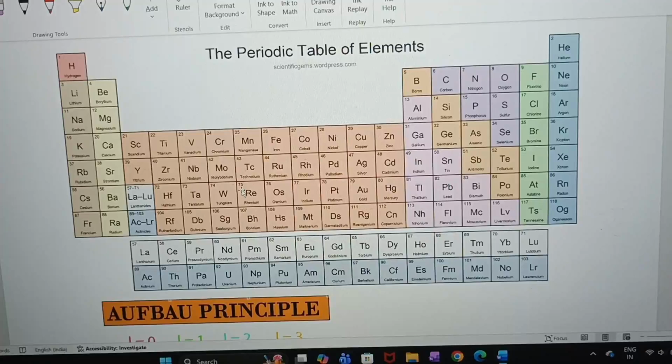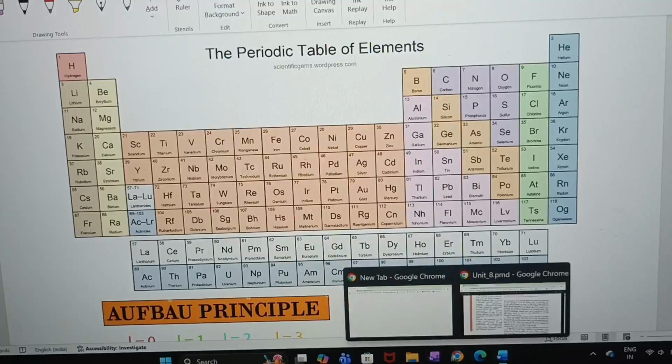And when they say periods or series, it means the horizontal path. So there are 4 series over here: 1, 2, 3, 4. And each series has 10 elements. So the total number of D block elements will be 40. D block elements are also known as transition elements.